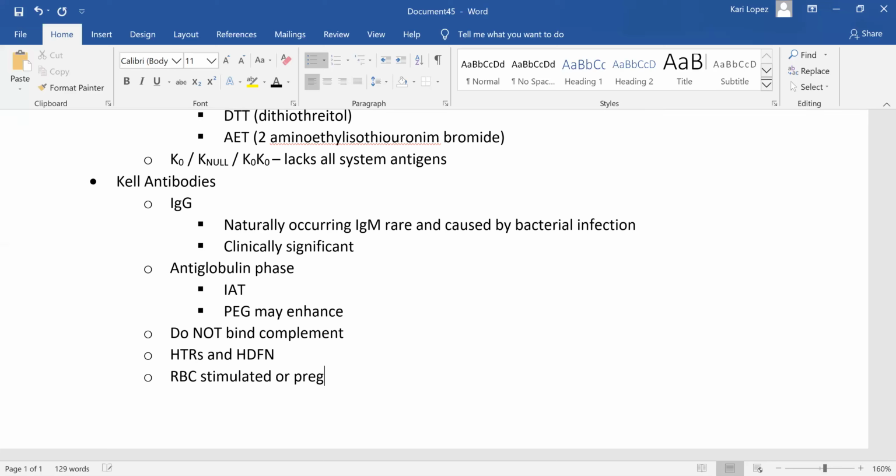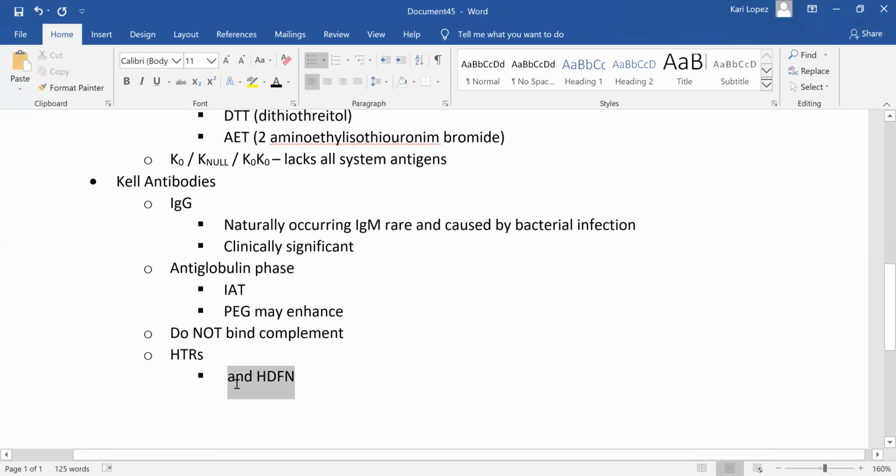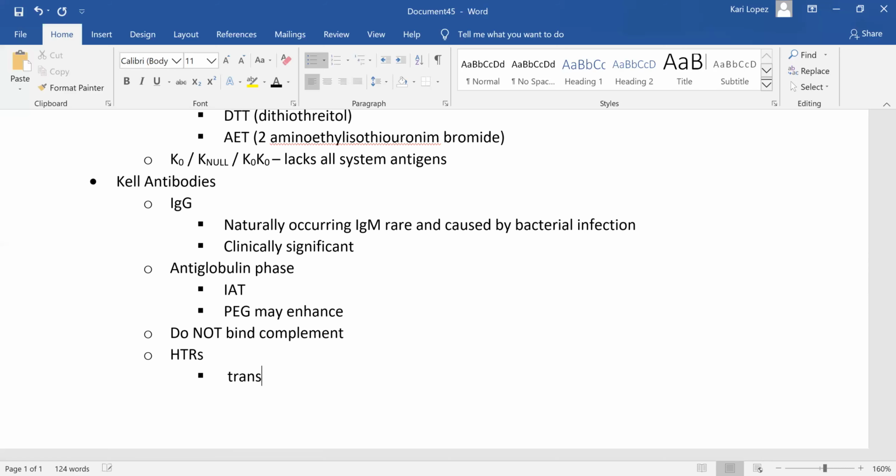So let me write these out with hemolytic transfusion reaction and HDFN. So hemolytic transfusion reaction is going to be your red blood cell stimulated, RBC stimulated during a transfusion. And then your HDFN, hemolytic disease of the fetus and newborn, will be RBC stimulated through pregnancy.